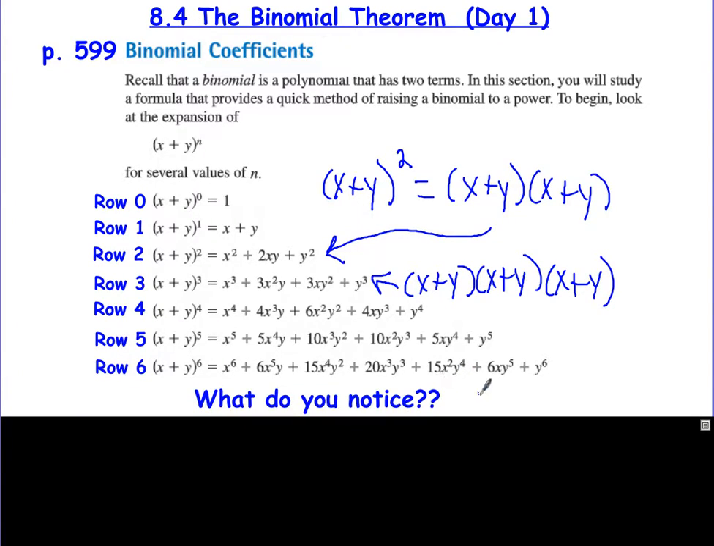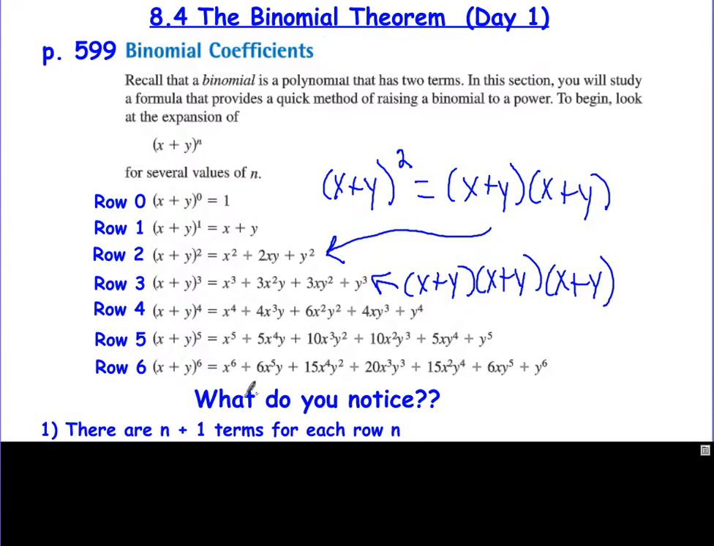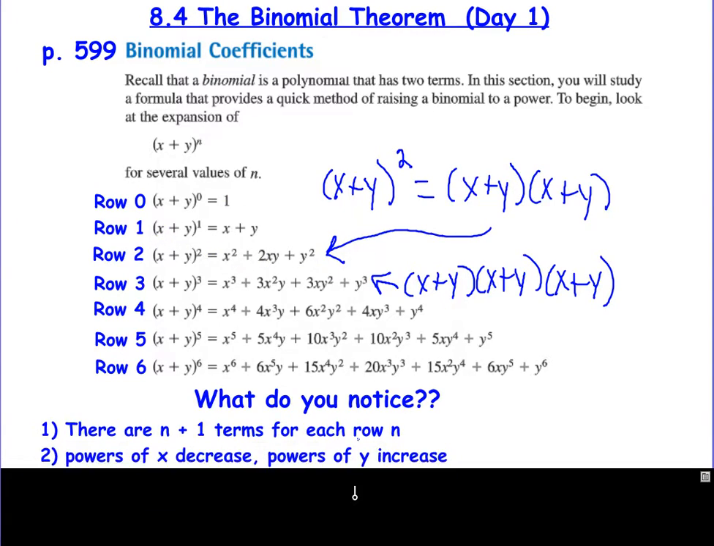So first of all, what you should notice are some patterns. There are n plus 1 terms for each row n. So for example, this is my fourth row. I have 5 terms. 1, 2, 3, 4, 5. The 0 row, I have one more than that, 1 term. Second row, I have 3 terms. 1, 2, 3. Notice the powers of x decrease, powers of y increase.